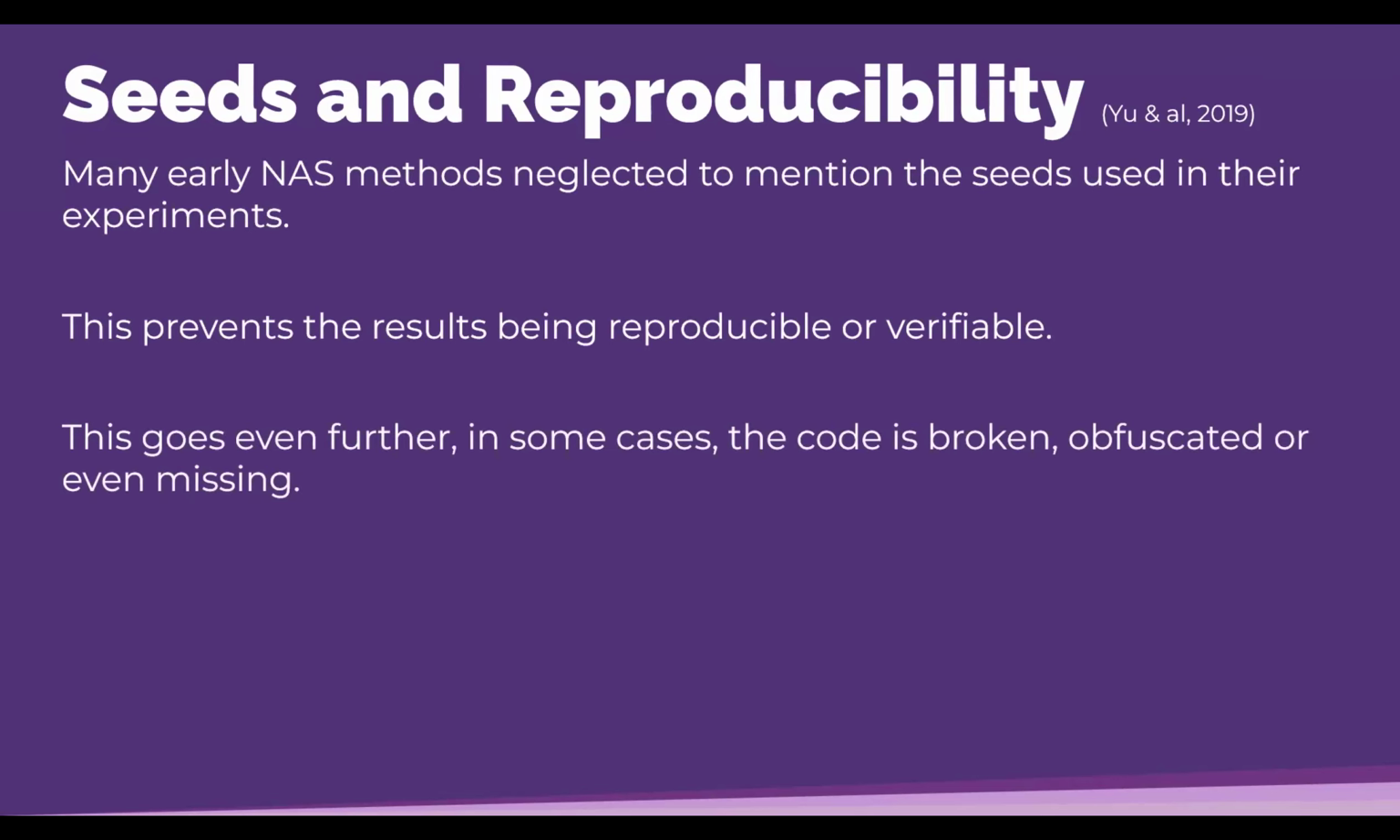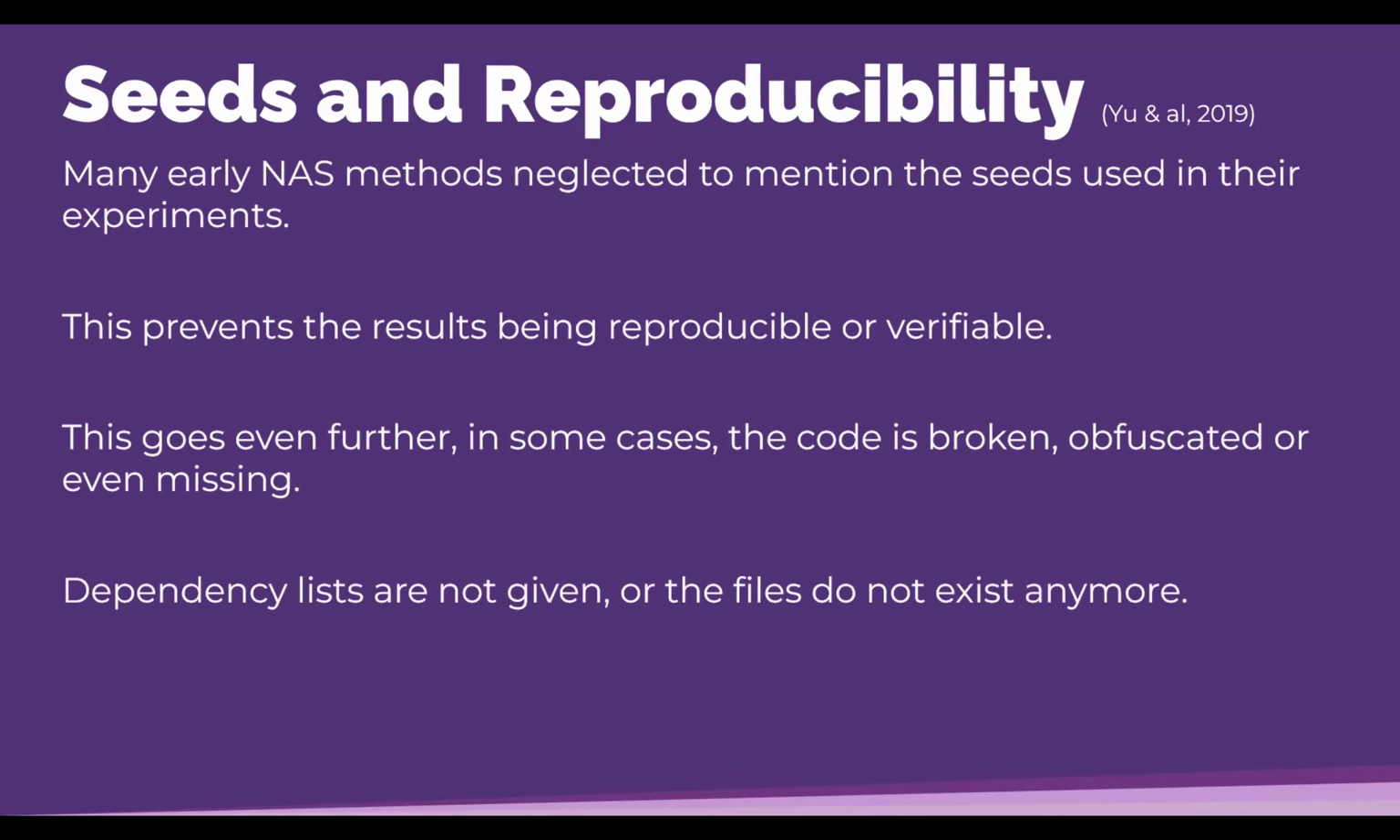This goes even further in some cases where the code is broken or missing, and dependencies lists are sometimes not given, or the files don't exist anymore. When I've tried to reproduce certain works and I've gone looking, I'll sometimes have to go through the GitHub issues to find what the dependencies are, or find a dependency which doesn't exist anymore unless you're on Mac for some reason. This problem, however, isn't NAS specific. It's everywhere in computing. And luckily, more modern NAS works tend to give the seeds of their experiments. Dependency lists are a lot more common, so we are going in the right direction. But as always, it's important, I believe, to strive for more reproducible works.